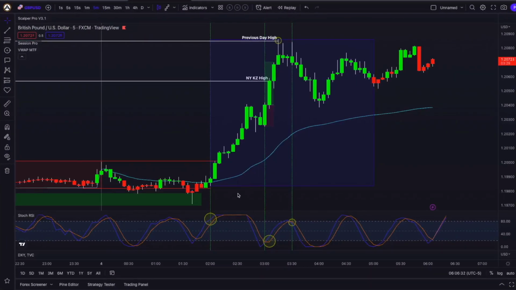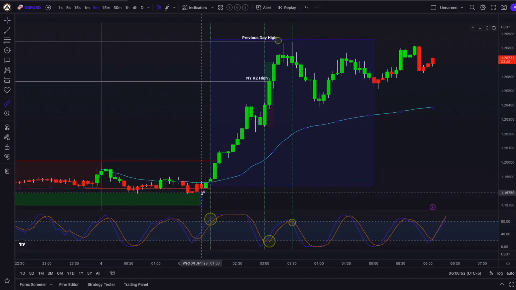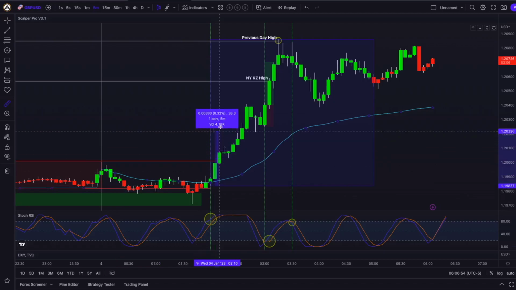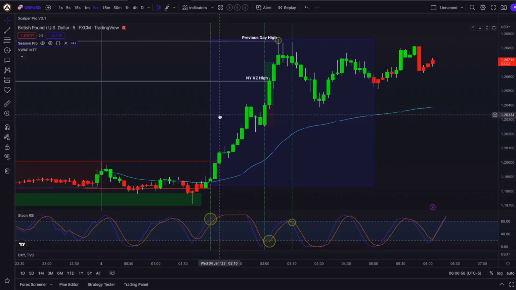So if we're going back to our British pound US dollar chart, we see that up until 3 AM New York local time, we did not get another bullish stochastic RSI crossover right here on our chart. We basically stayed above the 80 level on the stochastic RSI for the whole duration of this uptrend, which was a 55 pip move to the upside, from the low of the London kill zone all the way to the high. Then we pulled back.